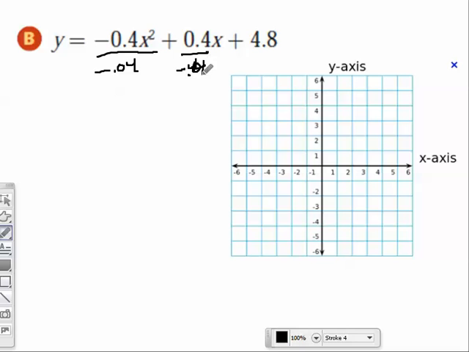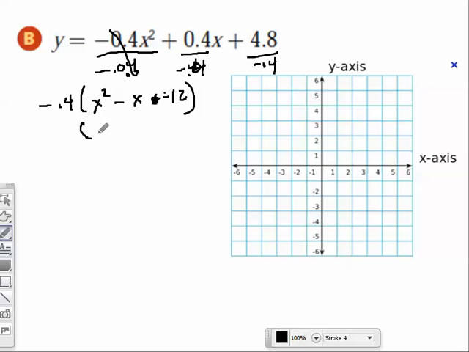Negative 0.4. Divide by negative 0.4. Why am I dividing by negative 0.4? Well, that makes this go to 1, negative 0.4 times x squared minus x plus or minus 12. That's what 4.8 divided by negative 0.4 is, a negative 12.